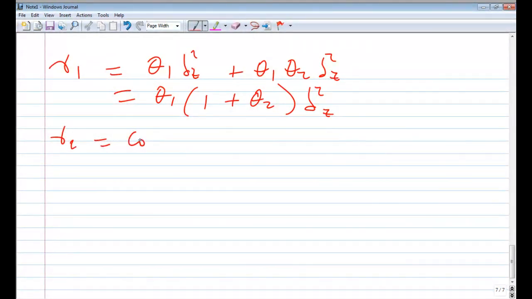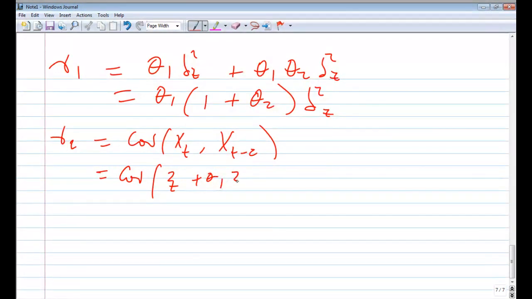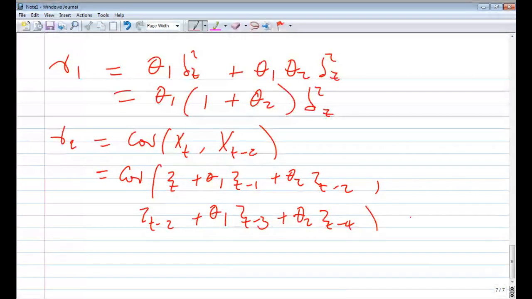Gamma 2 is equal to the covariance of x t plus 2, which is equivalent to the covariance of z t plus theta 1 z t minus 1 plus theta 2 z t minus 2, and z t minus 2 plus theta 1 z t minus 3 plus theta 2 z t minus 4. Then close the brackets. We are going to consider only these two. The rest are going to give us zero, so we don't bother writing them down.